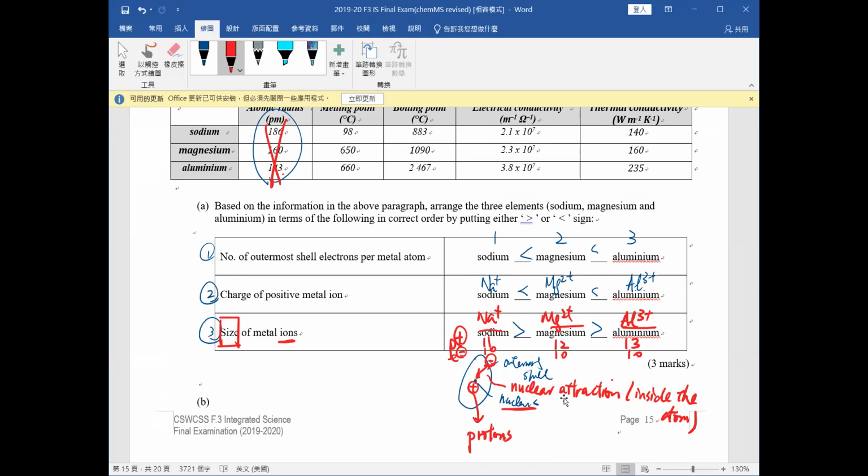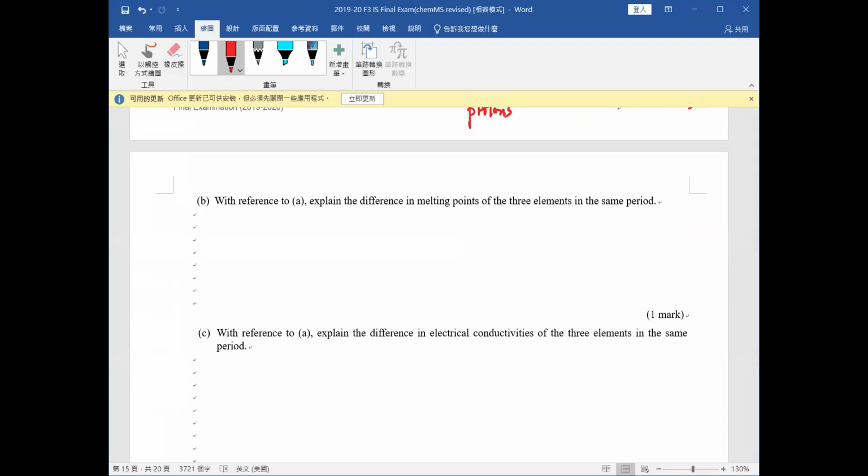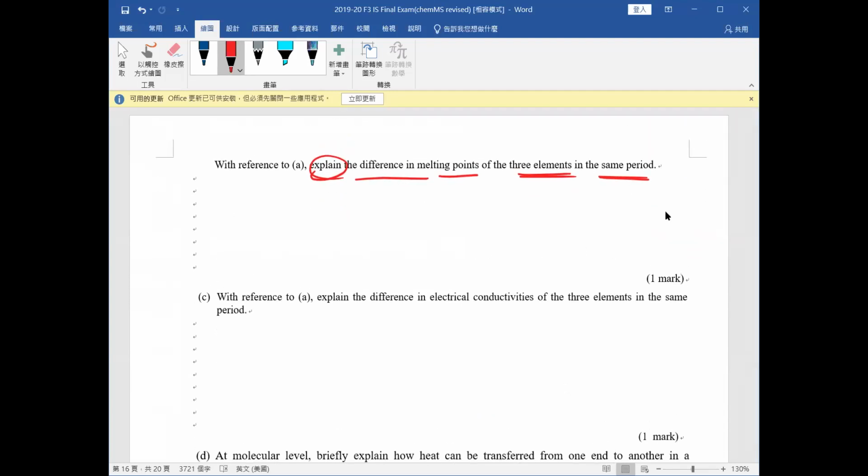Okay? And use this. So can you explain the difference in melting point of the three elements in the same period? Now, this is the take-home exercise, okay? Second question, explain the difference in the electrical conductivity of the three elements in the same period. Wow, Mr. Chin, what are you asking?